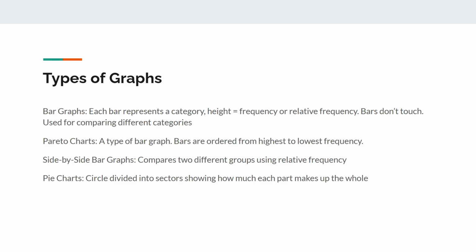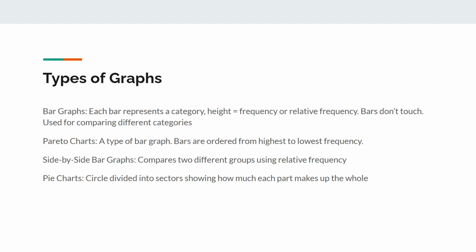So there's 4 different types of graphs. There's bar graph, which each bar represents a category. The height equals the frequency or how many times it happens, or relative frequency. Bars don't touch. Pareto graphs are a type of bar graphs where bars are ordered from highest to lowest frequency.